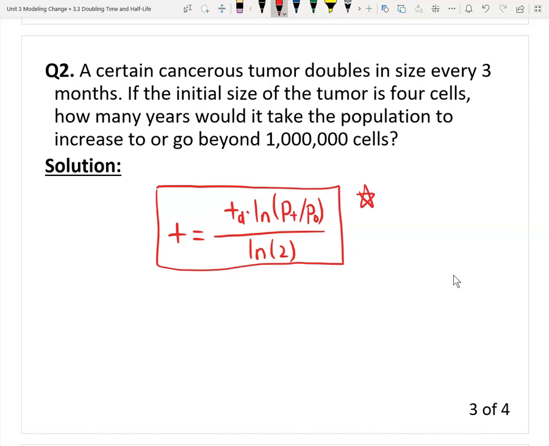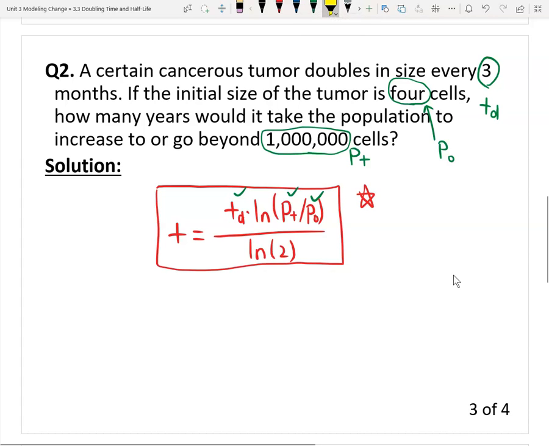Now, we're going to find the parameters. What is TD? TD says 3 months. So this is TD. And what is PT? The future value, reach or go beyond 1 million. That's PT. So we have PT, we have TD. Now, do we have a P0, the initial? Yes, 4 cells. So this is P0. We do have everything, and then we plug everything in, so we find the answer.